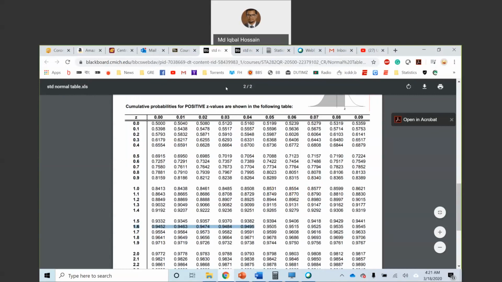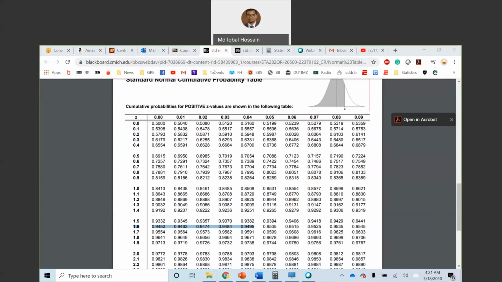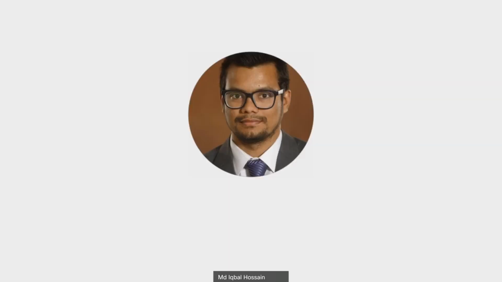Now go to the slide. Here you can see we have 1.64. Now we are finding x1 using the formula mu plus z1 sigma, and we are finding x2 using mu plus z2 sigma. We know the value for mu from the question, and we know the value for z1 and z2 now.